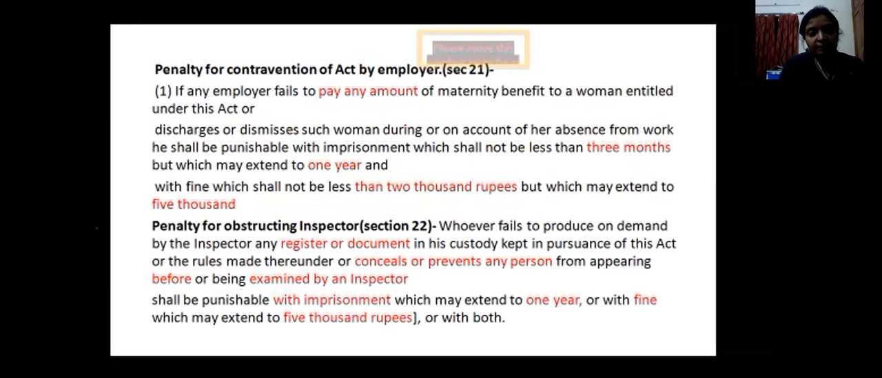Now coming to the last part, that is penalties. ठीक है, पेनाल्टीज में क्या है, दो मेन पेनाल्टीज है यहाँ पे. Penalty for contravention of the act by employer under section 21 and penalty for obstructing inspector under section 22. एक है कि if any employer fails to pay any amount of maternity benefit to a woman entitled under this act, और डिस्चार्ज और डिसमिसेस, अगर कोई एम्प्लॉयर ने डिस्चार्ज किया, डिसमिस किया वुमेन को फॉर एब्सेंस ऑफ वर्क अंडर द मैटरनिटी पीरियड, and if they fail to pay any amount, then they will be punishable with imprisonment which shall not be less than 3 months but which may extend to 1 year, and with a fine which shall not be less than 2000 rupees but which may extend to 5000.